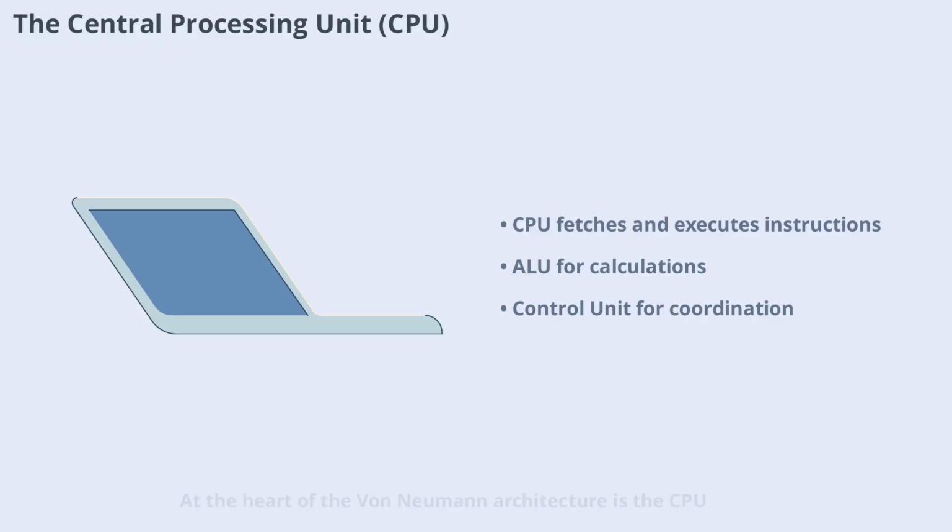At the heart of the von Neumann architecture is the CPU. It's responsible for fetching instructions from memory, decoding them, and executing them. The CPU itself is made up of two main parts: the arithmetic logic unit, ALU, which performs calculations and logical operations, and the control unit, which directs the flow of data and instructions. Together, these components enable the computer to perform complex tasks quickly and efficiently. The CPU's design is a key reason why computers are so powerful today.